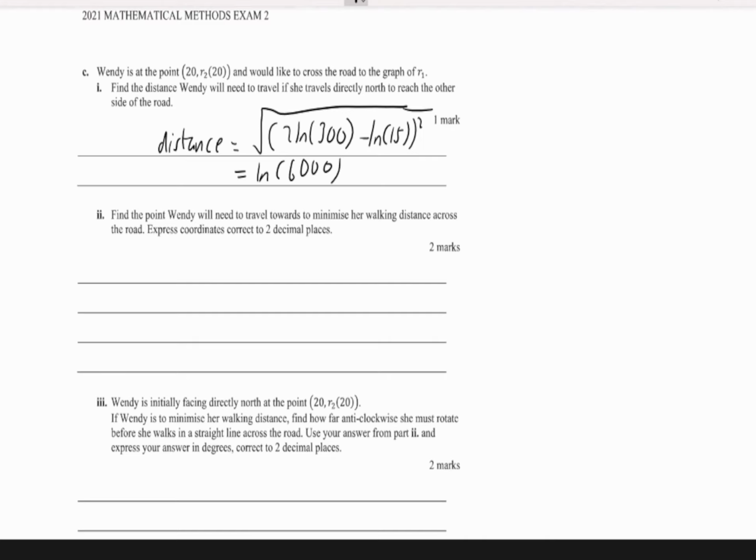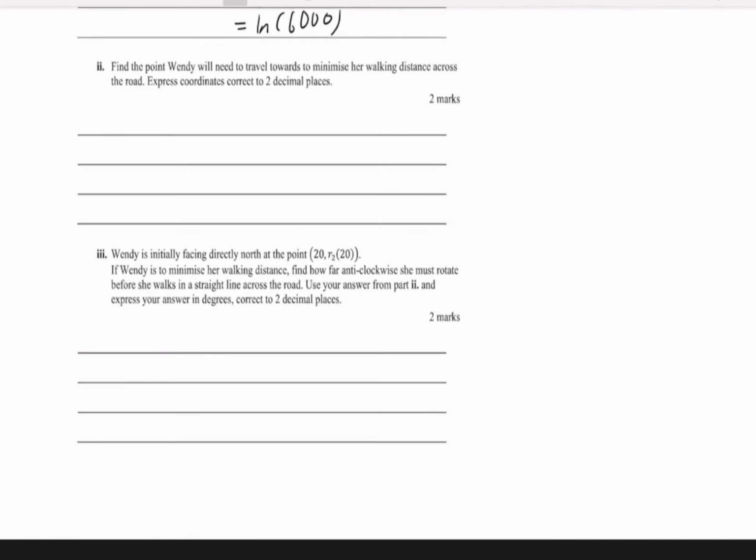So for the next part of the question, this is where you would actually have to use the distance formula. So let d equal this, x minus 20 squared plus r1x minus ln 15 squared. Let's start brackets.